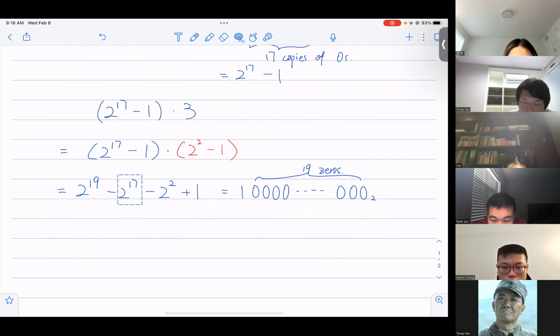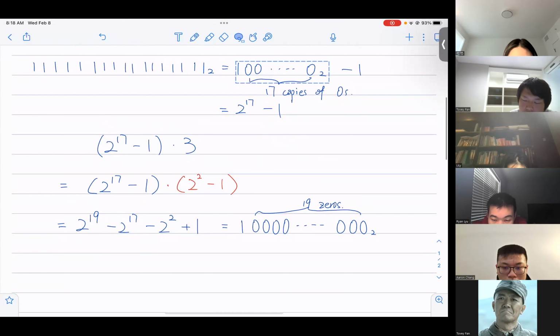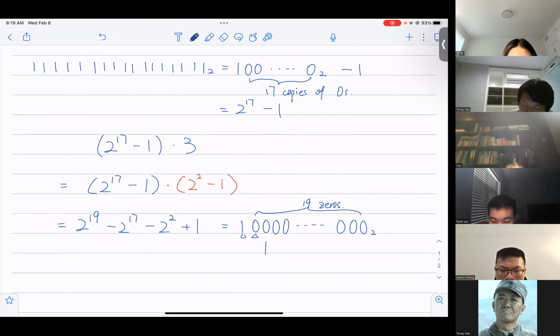Okay, the second number, 2 to the 17th, is 1 followed by 17 zeros in the binary system. So you're going to put your 1 here, right? There are 19 zeros here. The 20th digit, the 19th digit, the 18th digit. Okay, and then now you have 17 zeros. So you're going to align them nicely, like this. A bunch of zeros, and now you have 17 zeros here.